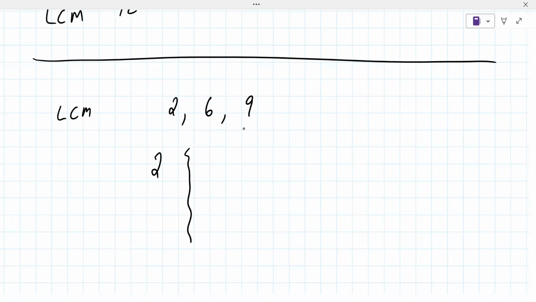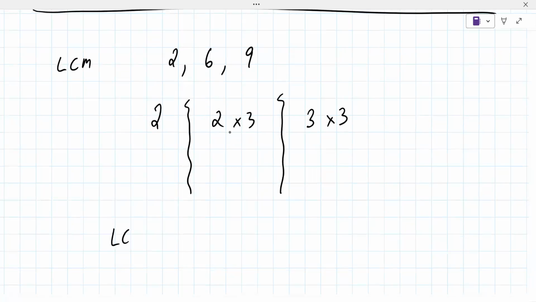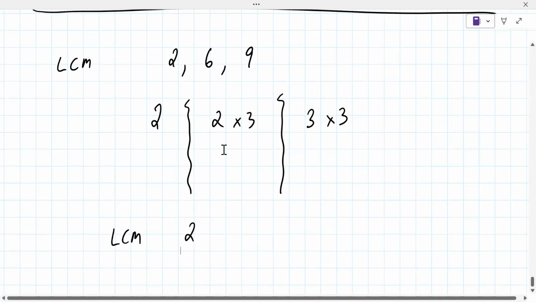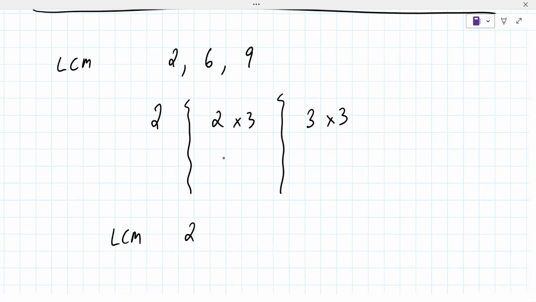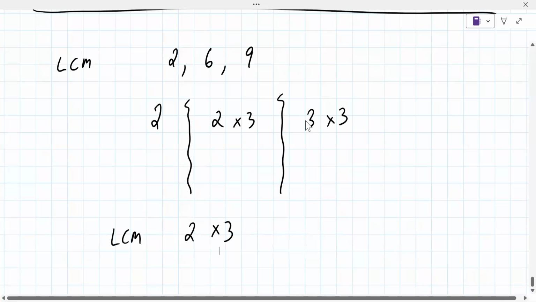How about for 6? 2 times 3. And then for 9, 3 times 3. Okay, so start with the smallest number. You start with 2. Then you go to the next grouping of numbers and you add to it anything that you're missing. So 2 times 3. Then you go to the next one and you say, what am I missing? Do I have a 3? Yep. Do you have another 3? No.